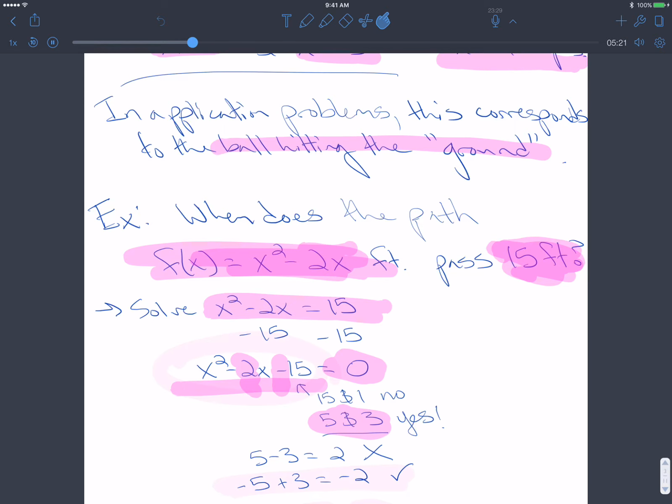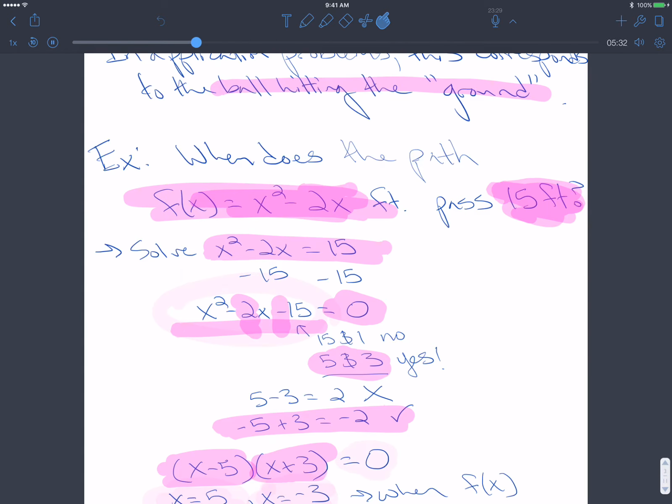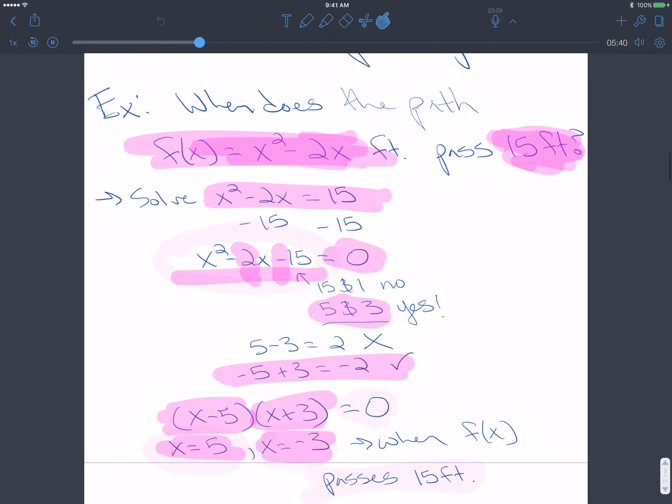That's not what we have. We have negative 2. So negative 5 plus 3 gets me a negative 2. That's the case. So I have x minus 5 and x plus 3 equal to 0 for my factors. Solve for when this is equal to 0. When x is equal to 5, or when x is equal to negative 3. So either of those points will correspond to when f of x passes 15 feet.